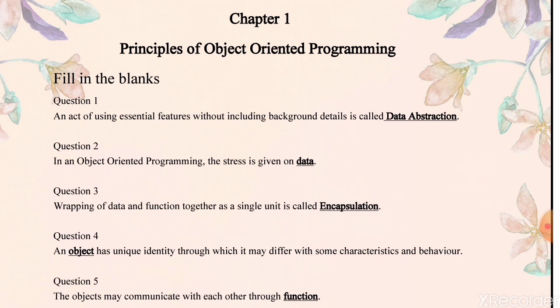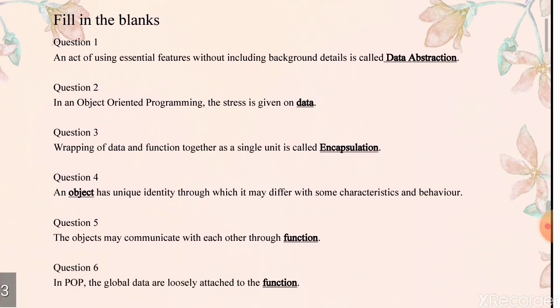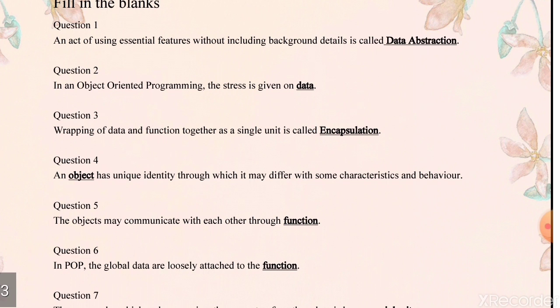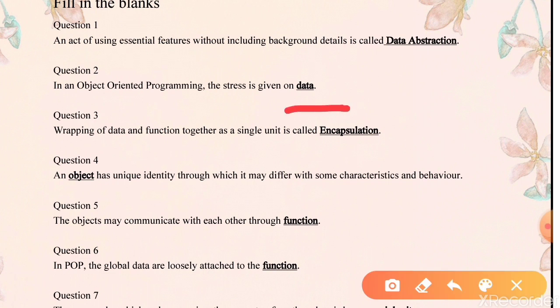So our first fill in the blank is, an act of using essential features without including background details is called data abstraction. So its answer is data abstraction. Now second is, in an object oriented programming the stress is given on data. Now third is, wrapping of data and function together as a single unit is called encapsulation. Okay, when we encapsulate data and function, then class develops. So encapsulation gives us class.